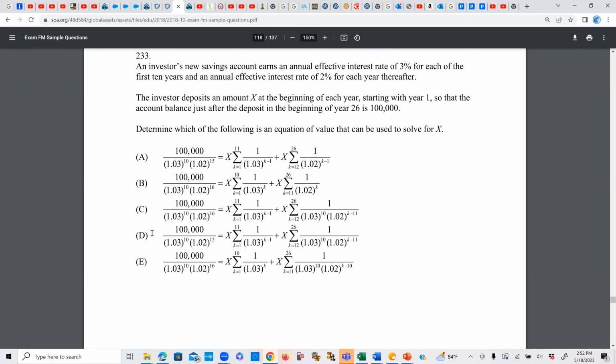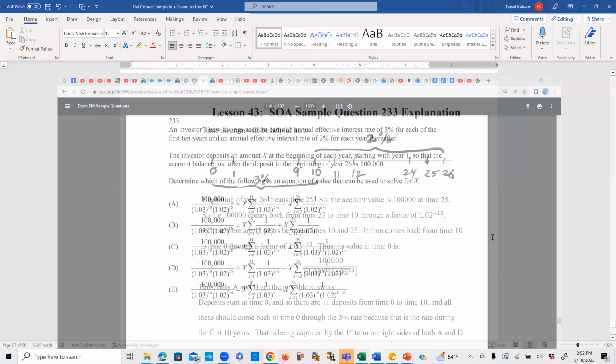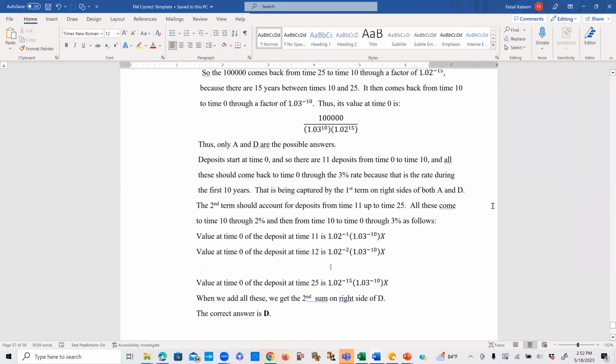And now let's look at the right side. The right side is trying to bring the present value of the deposits to time 0, and that overall present value of deposits up to time 25 should be equal to this present value of the account value that we found. So now let's see, deposits occur starting now, and they go all the way up to time 25. That's the period of interest, because we're looking at the account value at that time.